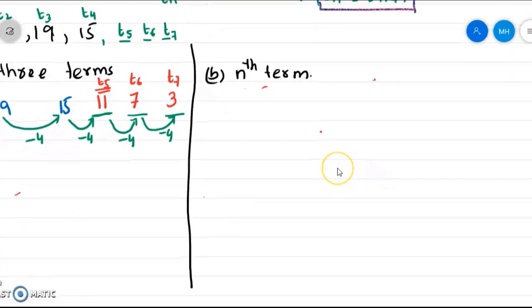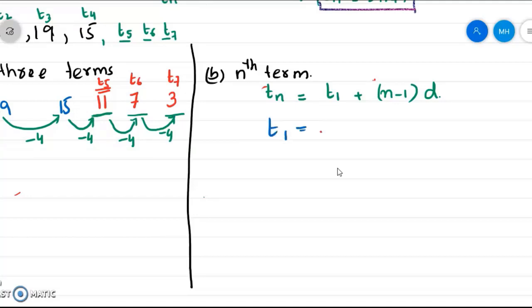Now look at the second part of this question. We have to find the nth term. So what we have to do? We have to use the formula Tn equals T1 plus n minus 1 times D. Now look at the example. T1, the first term of this sequence, is 27, and the rule for this sequence is minus 4 because the sequence is decreasing. So we have a negative sign over here.